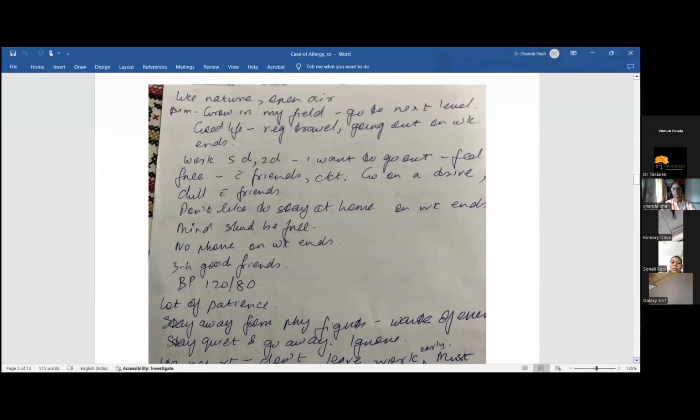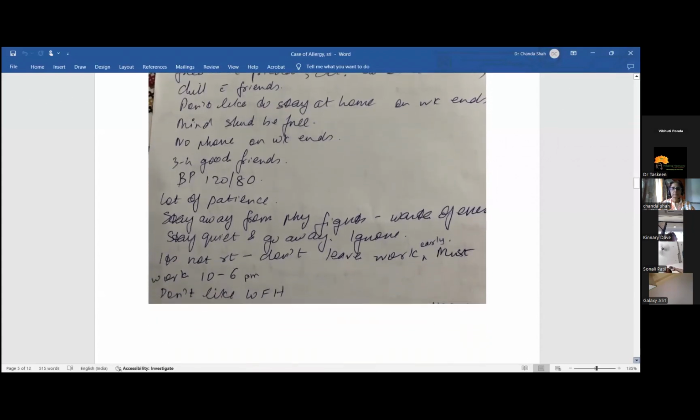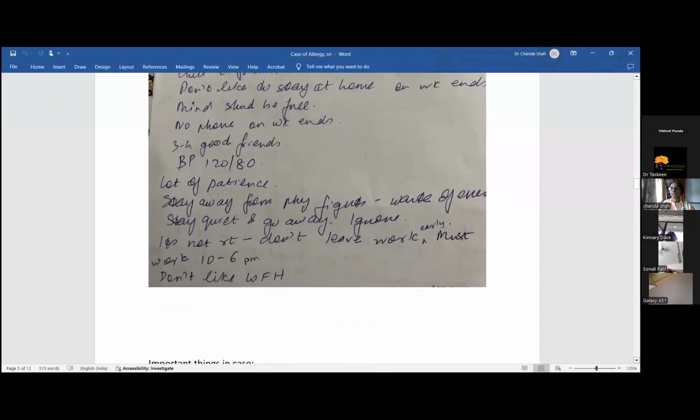I aim to grow in my field, to go to the next level. Have a good life. Regular travel, going out on weekends. Work 5 days, and in 2 days, I want to go out and feel free with friends, play cricket, go on a drive, chill with friends. Don't like to stay at home on weekends. My mind should be free. No phone calls from office on weekends. I have 3 to 4 good friends.